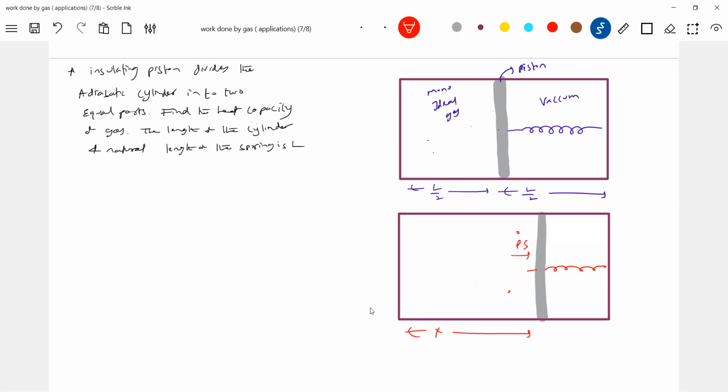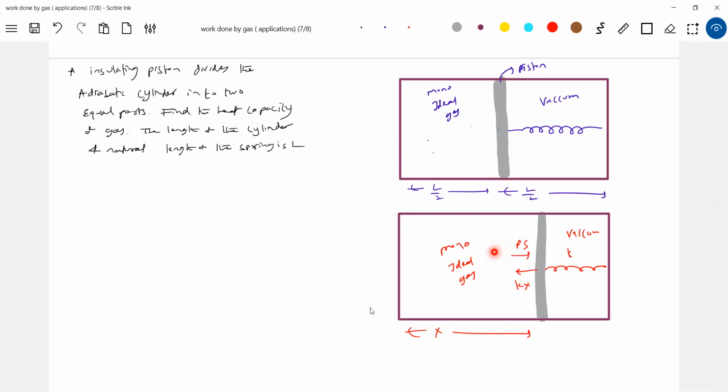Pressure force of gas and spring force. Still it's a vacuum. This is a monoatomic ideal gas. I know initially some compression is there, so there'll be some pressure of gas. I supplied heat, then the gas will expand. Volume will increase, pressure will increase, temperature will increase. Then it has come slowly, not suddenly, to this position.